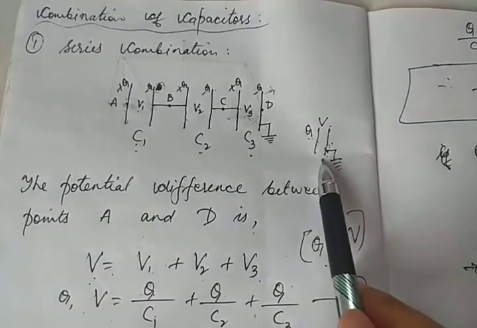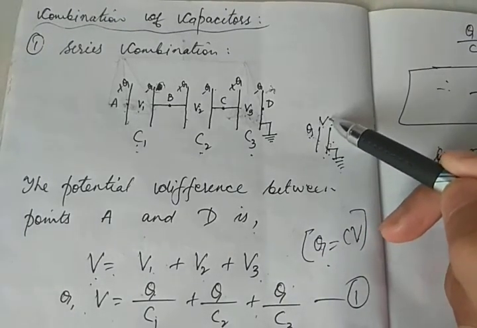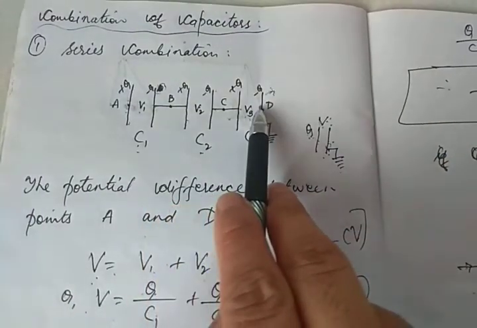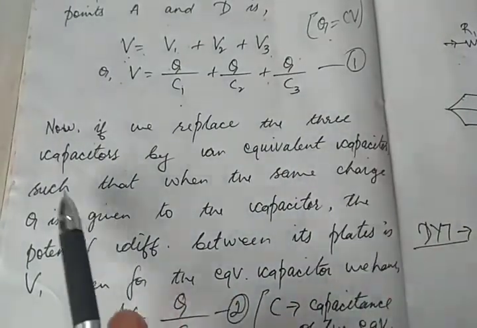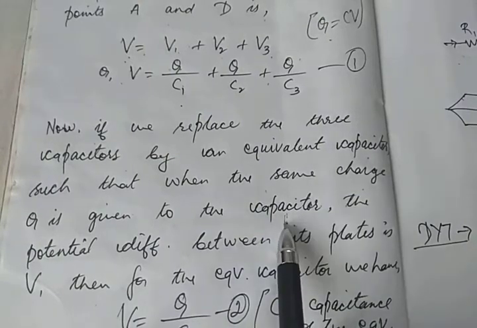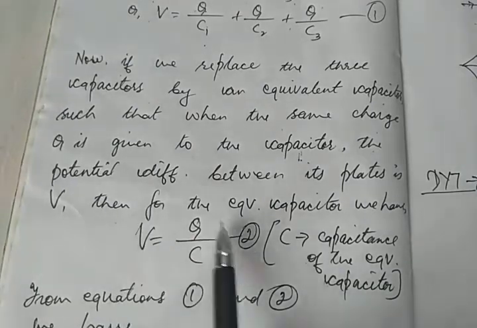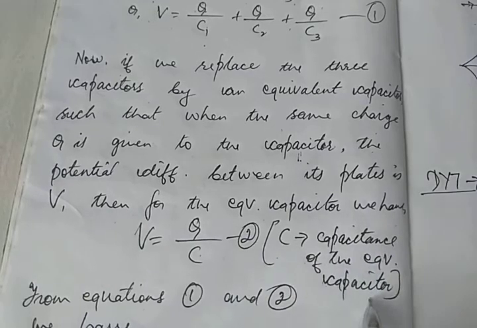So what is an equivalent capacitor? An equivalent capacitor is one to which when we give Q amount of charge, the potential difference generated across its two plates is the same as the potential difference across all these three capacitors put together. So now if we replace the three capacitors by an equivalent capacitor such that when the same charge Q is given, the potential difference between its plates is V, then for this equivalent capacitor we have V is equal to Q by C, where C is the capacitance of the equivalent capacitor.